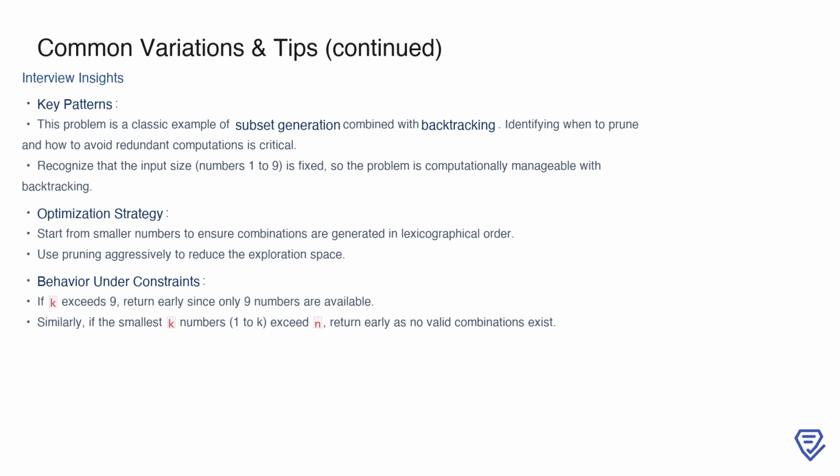minimize the exploration space. Additionally, you should consider how the algorithm behaves under constraints. For example, if k exceeds 9, you can return early since only 9 numbers are available. Similarly, if the sum of the smallest k numbers exceeds n, it's impossible to form a valid combination, so you can exit early as well.